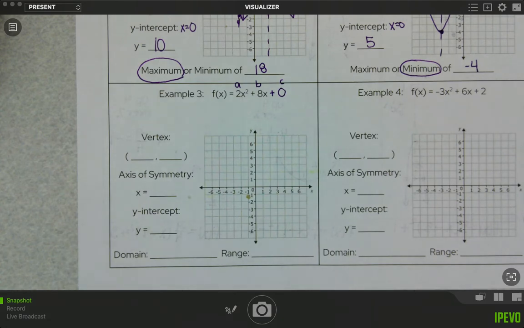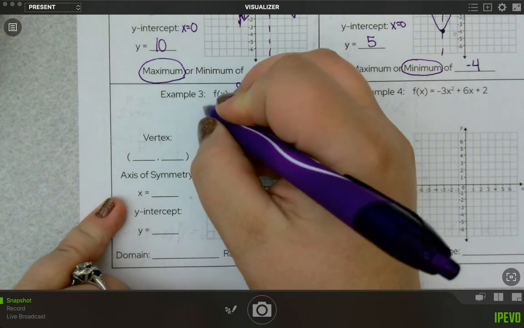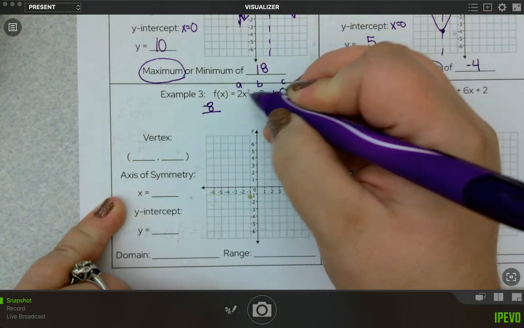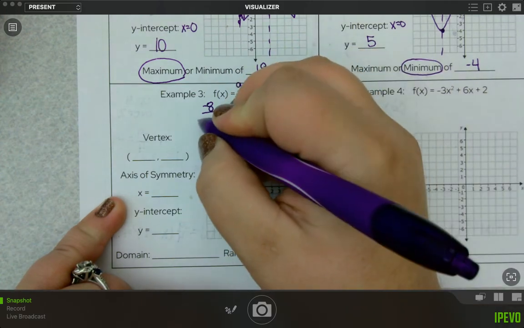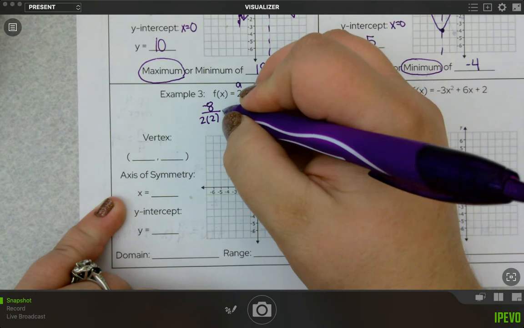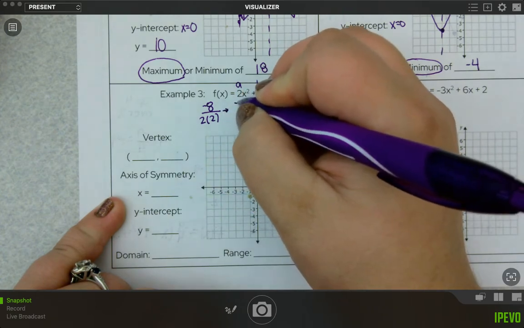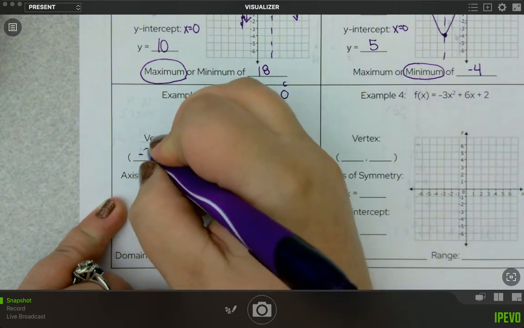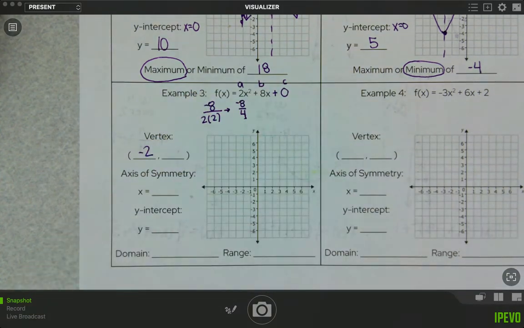Okay, so my vertex is going to be negative b, which is 8. By the way, if b was already negative, you would make it positive. Over 2 times a, which is 2. So I have negative 8 divided by 4, which is negative 2. And then I'm going to go plug that back in.